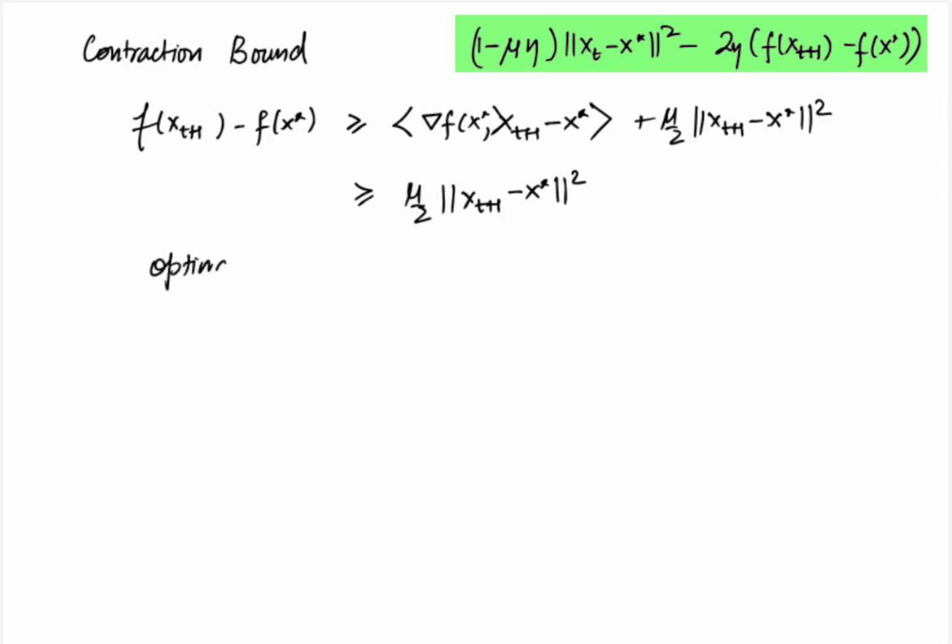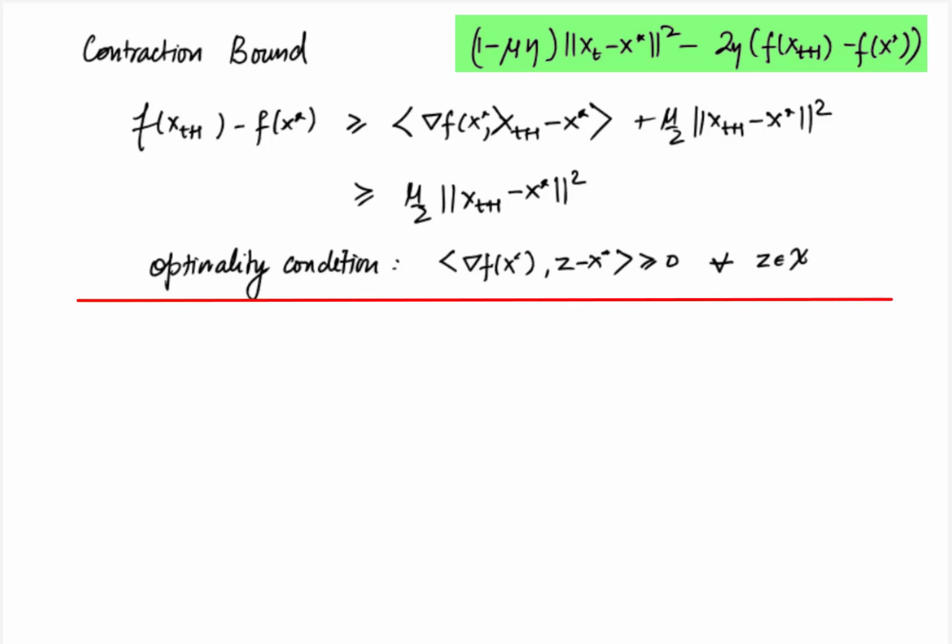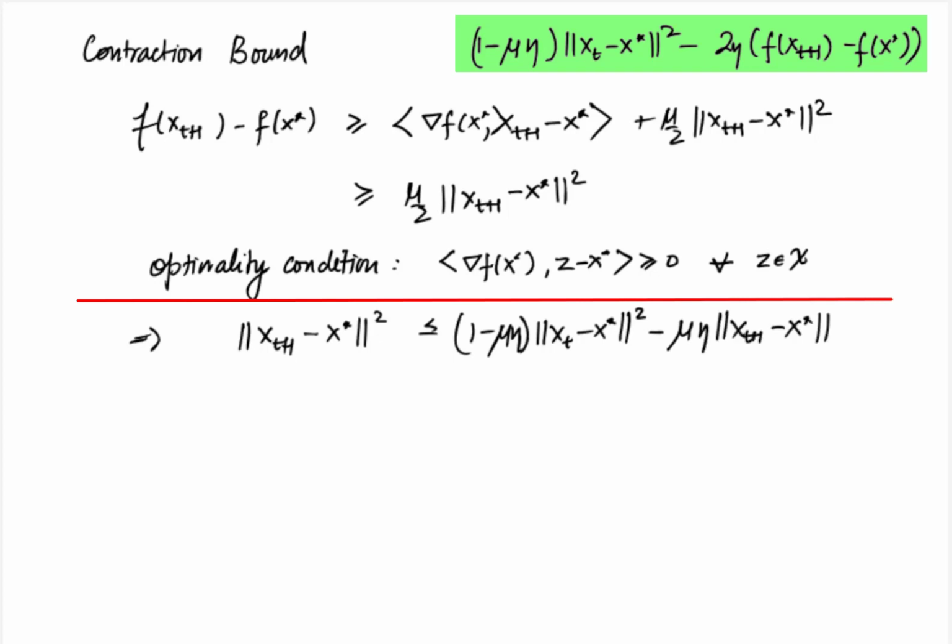So we have used the optimality condition in order to conclude that the gradient of f at x* inner product with x_{t+1} minus x* is greater than or equal to 0. Adding this to the earlier obtained bound, we obtain that the norm square of x_{t+1} minus x* is less than or equal to (1 minus mu eta) times the norm square of x_t minus x*, minus mu eta times the norm square of x_{t+1} minus x*.